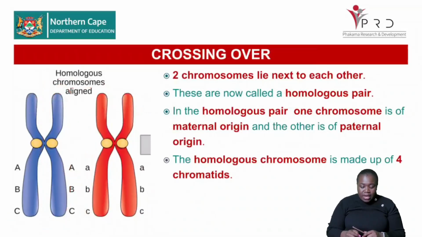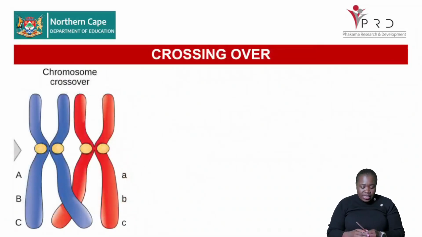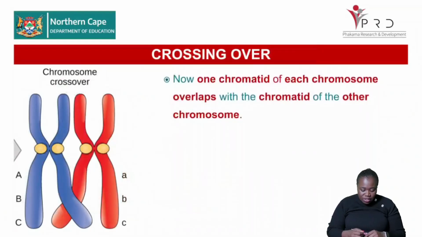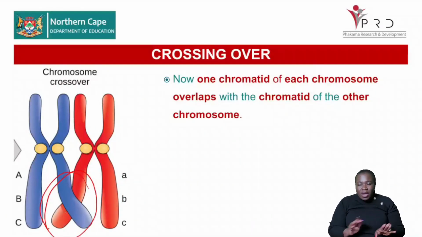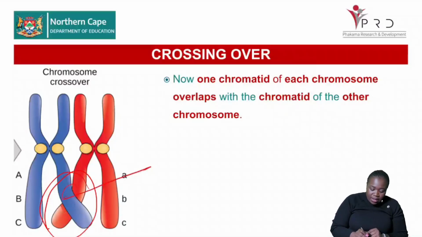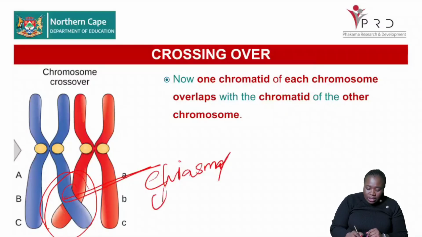Once that happens, it means that they're going to exchange genetic material and then they're going to separate from each other, like what is happening here. So they're going to separate. At that process of separating, the one chromosome is going to remain with the genetic material of the other chromosome, and the other one is also going to remain with the genetic material of its homologous chromosome. And the point where this happens, the point of crossing over, this part is called chiasma, and then in plural is called chiasmata.